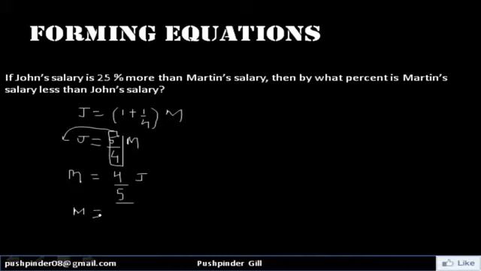And I can deduce this integrating factor into this. 4 by 5 is nothing but 1 minus 1 by 5 of John's salary. So I can say that Martin's salary is 20%, since 1 by 5 is equivalent to 20%, it's 20% less than John's salary, right? So this is how I can solve these kinds of questions.